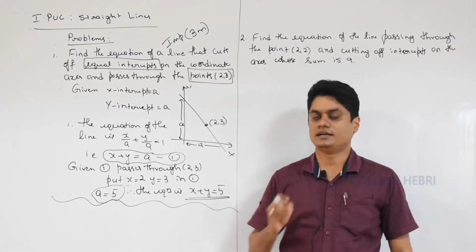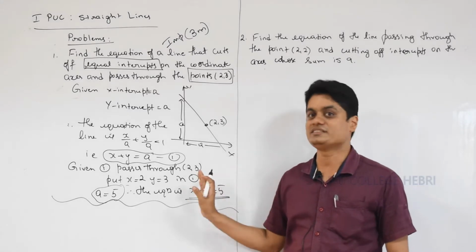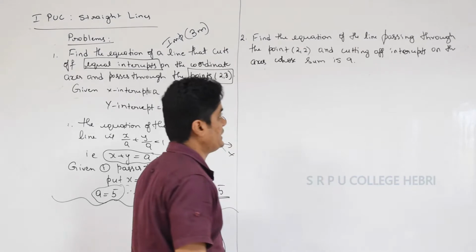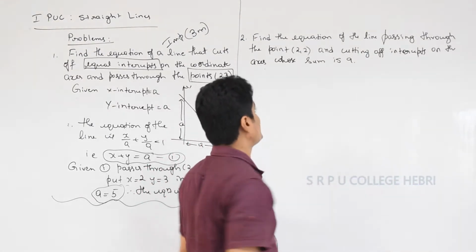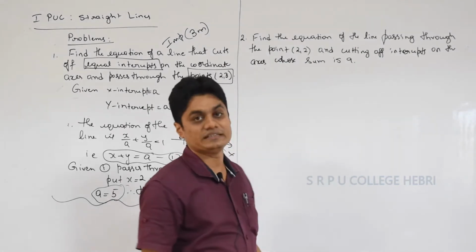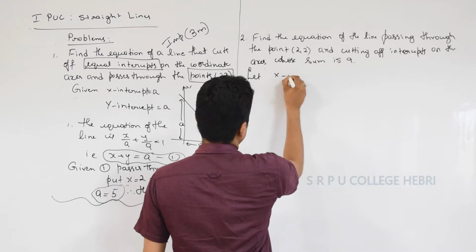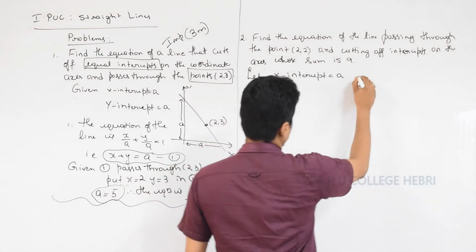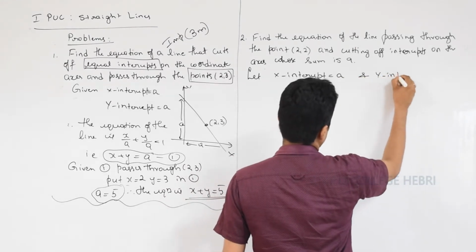Now, the next question is almost similar to that, but not as easy. It's easy to solve, but the concept is the same. What is that question? Find the equation of the line passing through the point (2, 2) and cutting off intercepts on the axes whose sum is equal to 9. Okay. Suppose I take x intercept is equal to a, and y intercept is equal to b.